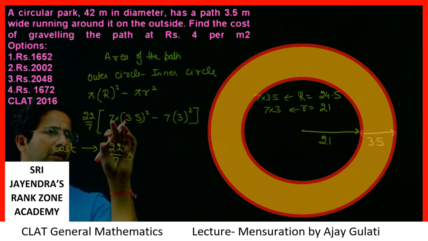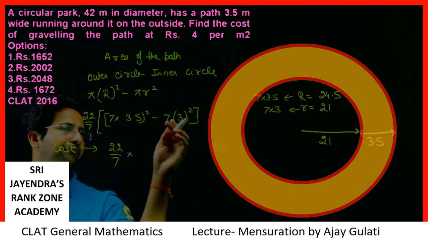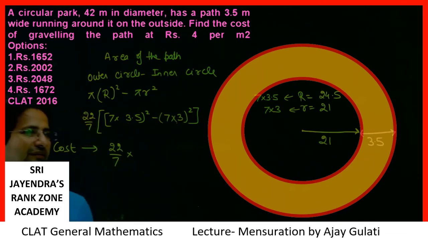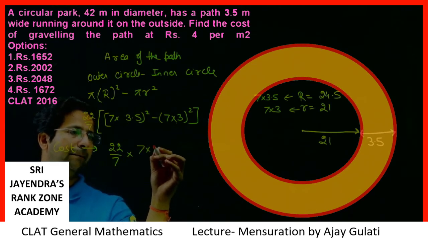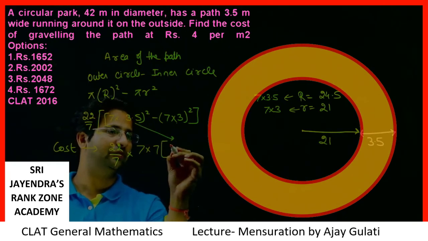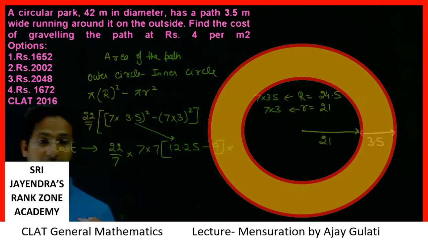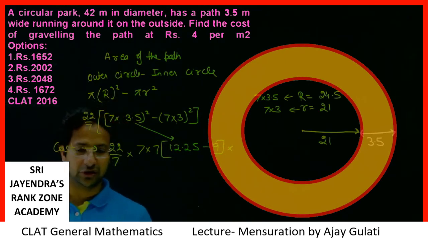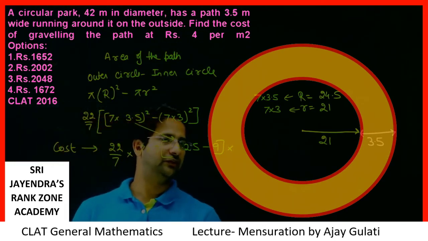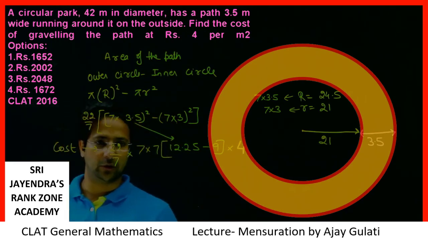Oh, I am so sorry. Square is like this, okay. This way, 22 by 7. I take 7 square common. Inside what is left is 3.5 square. What is 3.5 square? 12.25 minus 9. In the end, I'll multiply this by the cost. What is the cost? The cost is 4. I have very little space to write. You can see it all, okay.